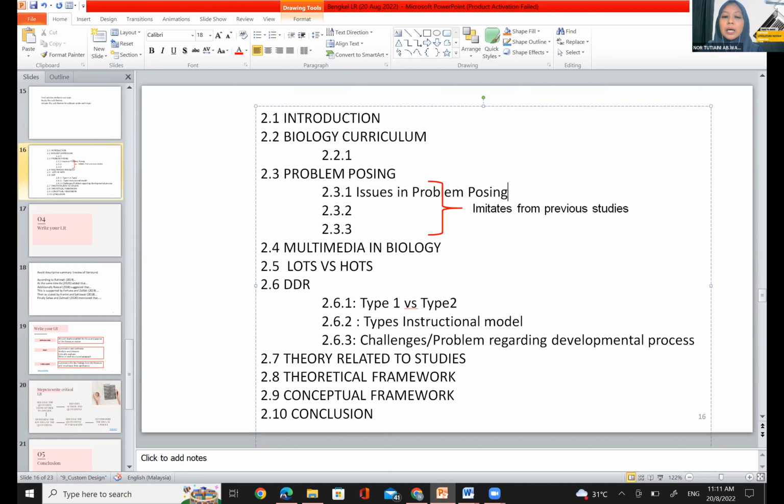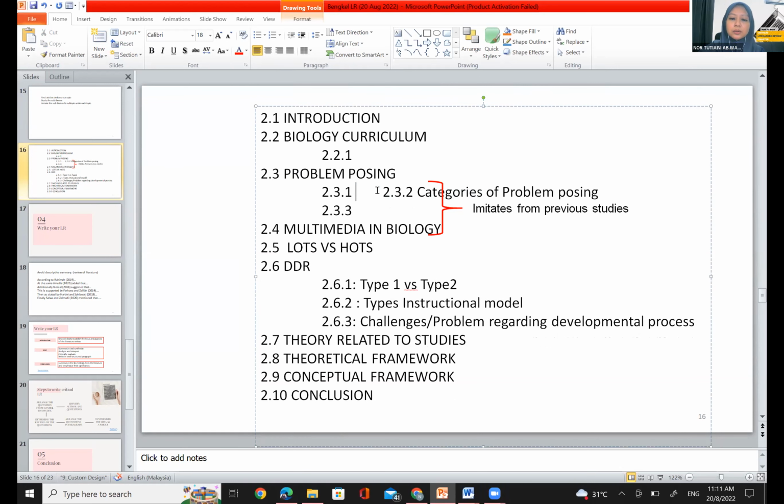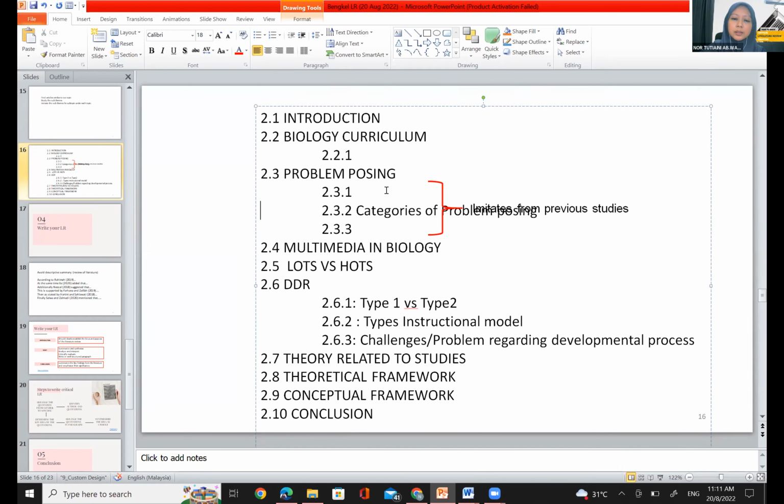Issues in problem posing ataupun boleh. And then lepas tu categories of problem posing. Kan? Ataupun tak nak buat isu tadi, kita ada definition. So mula-mula kita letak definition dulu kat sini. Definition of problem posing. Okay, and then issues perhaps last kali.